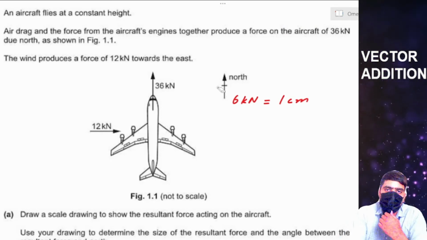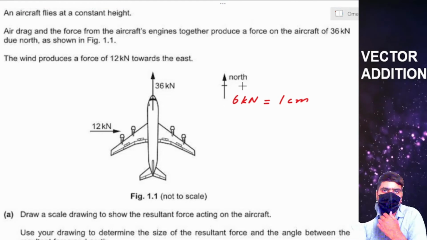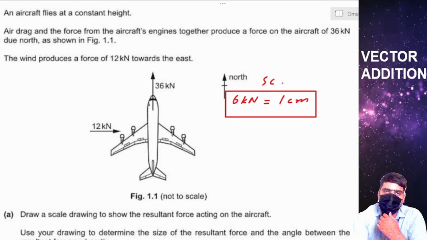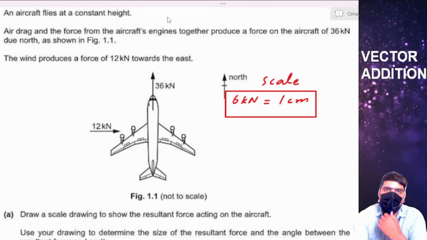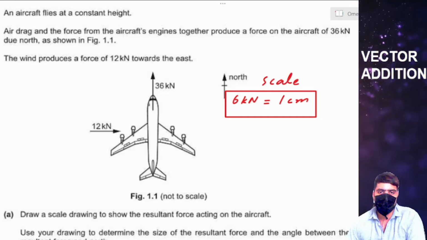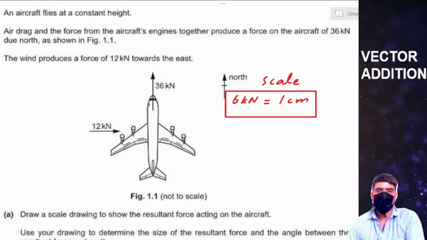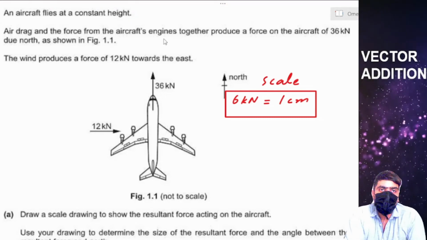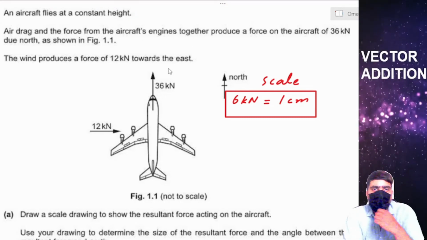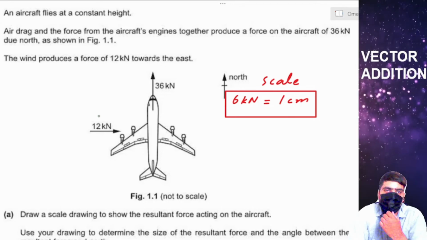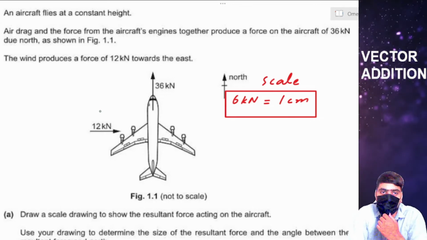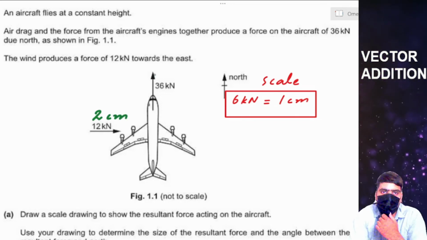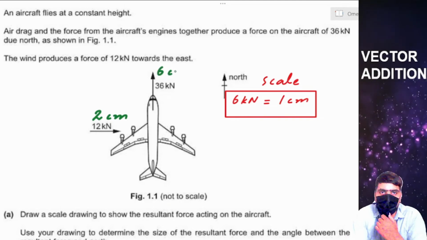So this is my scale. Every 6 kilonewtons would be represented by 1 centimeter. I can give the heading scale over here. If every 6 kilonewtons is represented by 1 centimeter, then 12 kilonewtons would be represented by 2 centimeters, and 36 kilonewtons would be represented by 6 centimeters.